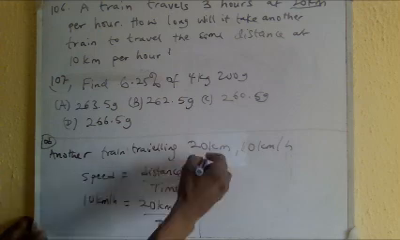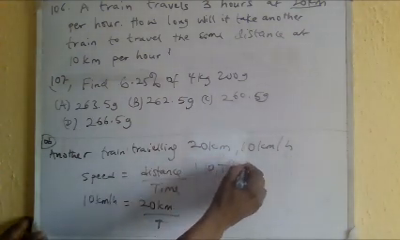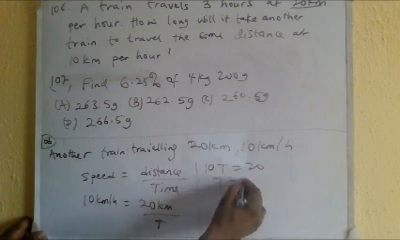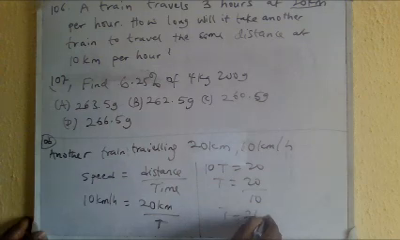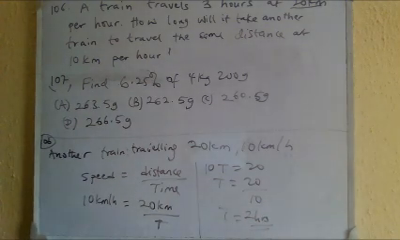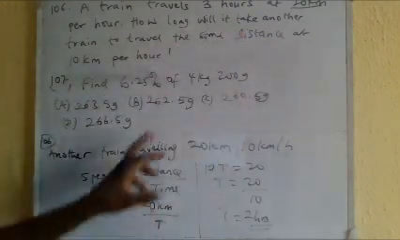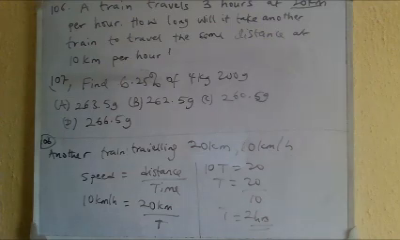So when time comes up, it's 10 times t is equals to 20. T is equals to 20 over 10. So time is 2 hours. So the time taken for this second train to travel the same distance is 2 hours.